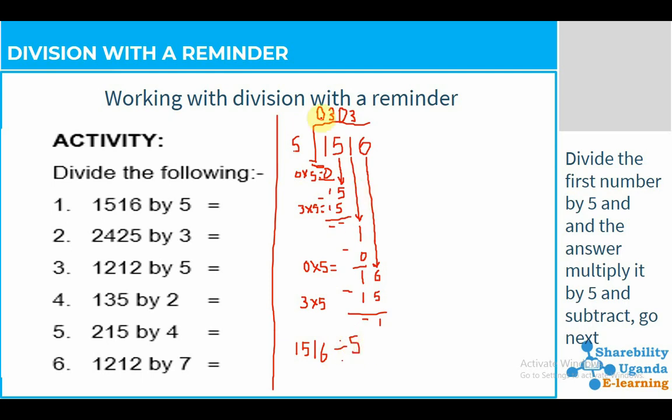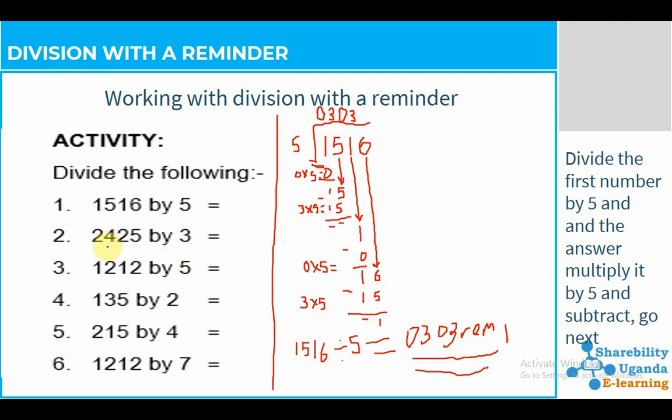We shall be able to write our number here, and say this is equal to 0303, remainder. You write the word remainder. So me, I'm going to write remainder 1. So this shall be our answer.